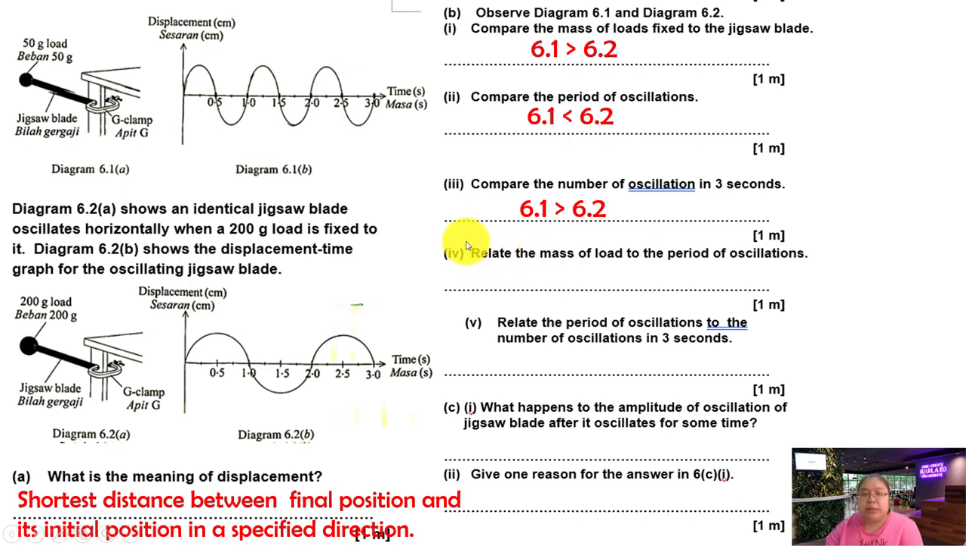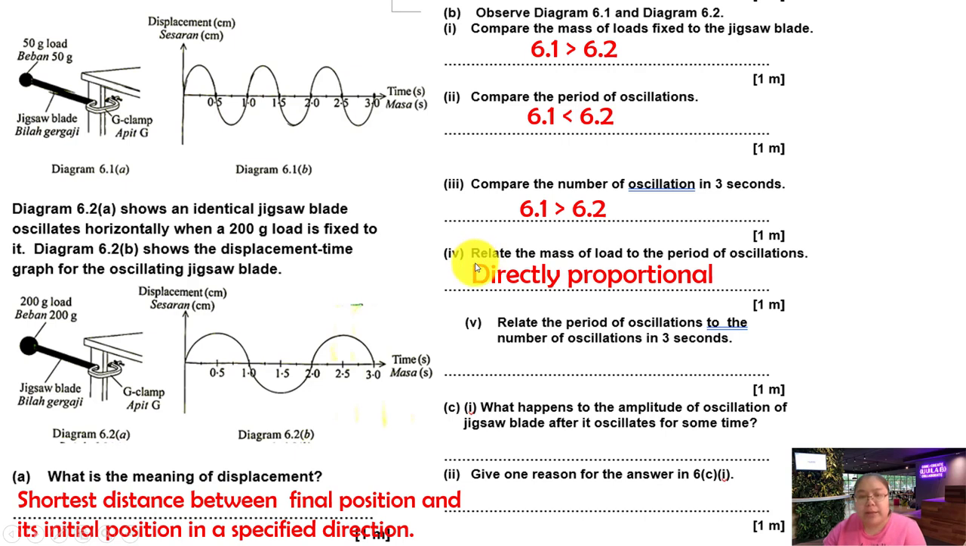Okay, now relationship. Relate the mass and also the period. So when the mass increases, the period becomes longer. So the answer should be directly proportional. So I remind you again, don't write directly proportional only. You need to write the variables. For example here, the mass of the load is directly proportional to the period of oscillation. Remind again, make sure you don't lose your marks because of this kind of careless mistake.